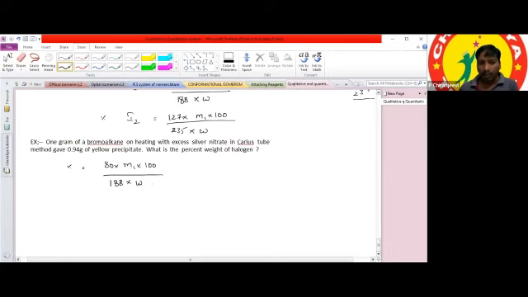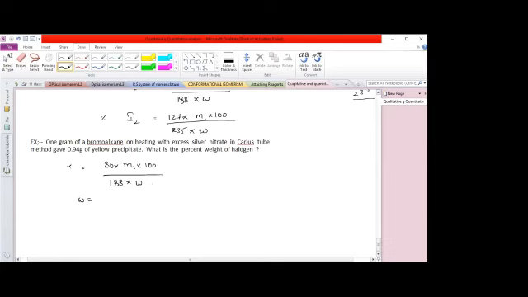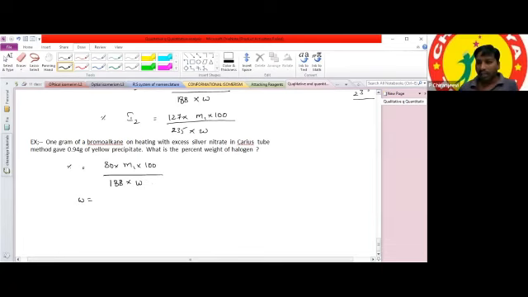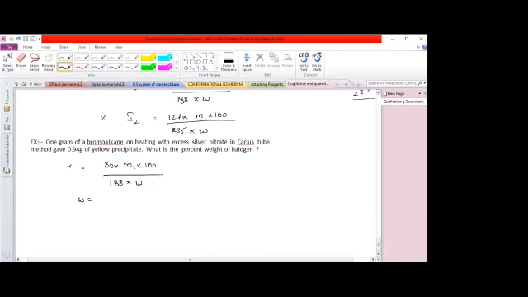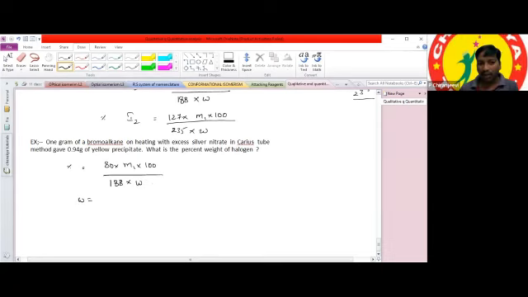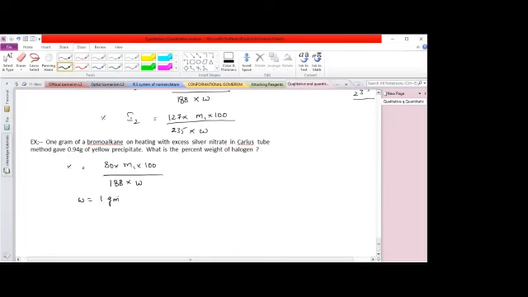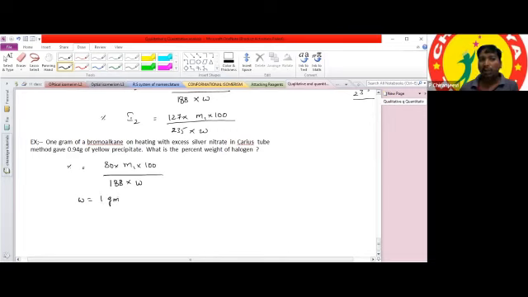First of all, what is the W weight? W is equal to 1 gram. W is nothing but the known mass of the organic compound. What is the known mass of the organic compound given in the question? 1 gram, sir. Okay, so according to the question, 1 gram of the bromoalkane is the organic compound. On heating with excess of silver nitrate in a Carius tube, it gives us M1 grams. M1 is equal to 0.94. So 0.94 grams of the precipitate silver bromide is formed. And they're asking what is the percentage weight of the halogen?